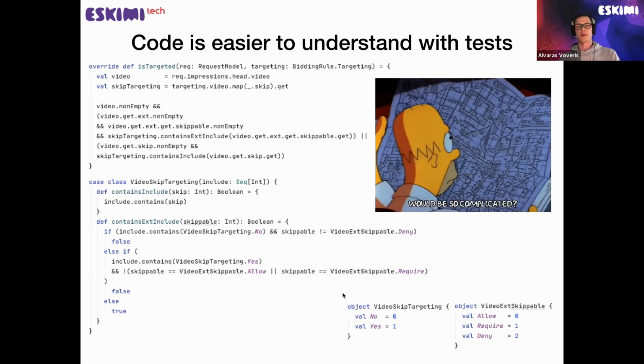All right, so some time has passed. I think you already got confused because I did. So what does this code do? It has some targeting, it has some request model, whatever that is. And what it does, it tries to check for different things. Anyway, it's so complicated that it's hard to understand what it does, right? So how would tests make it easier for us to understand this code?